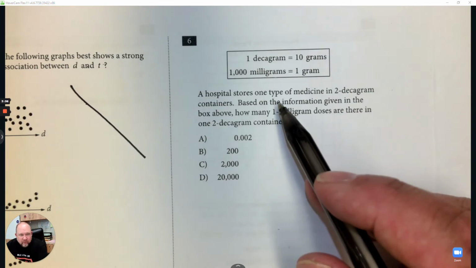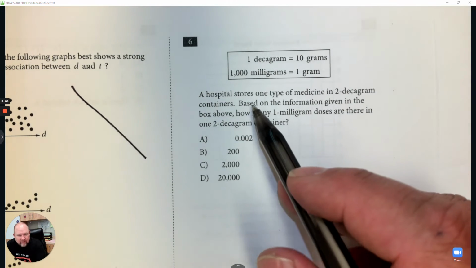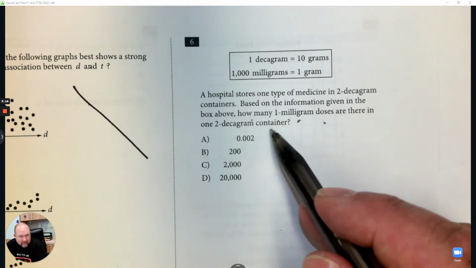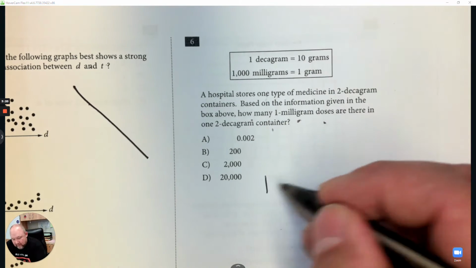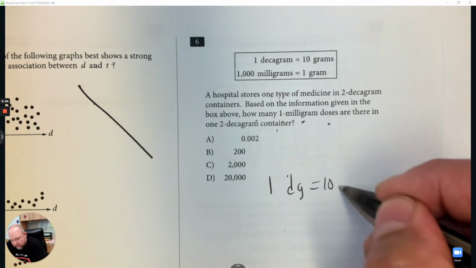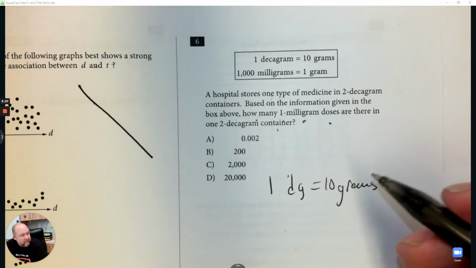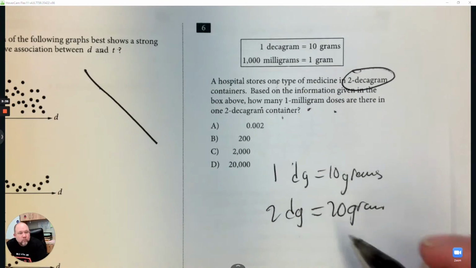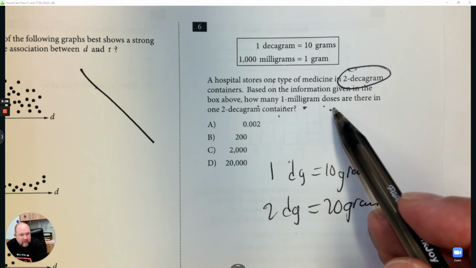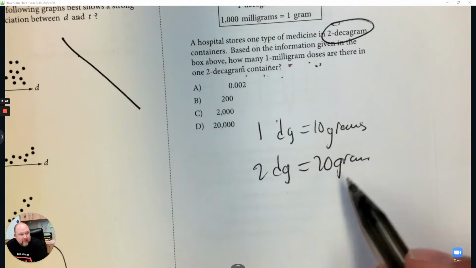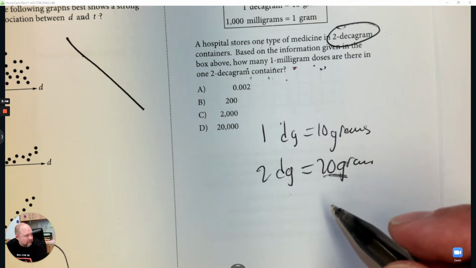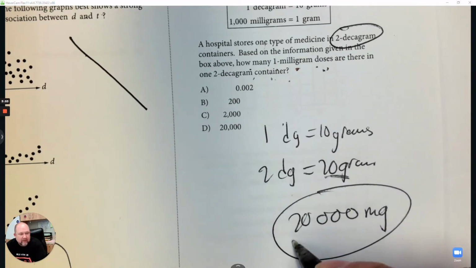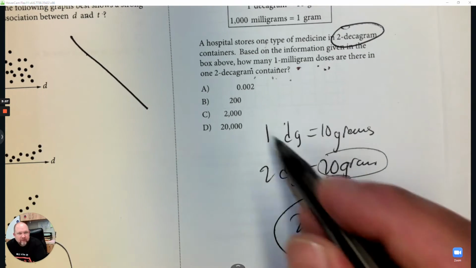Attack this thing. A hospital stores one type of medicine in a 2 decagram container. Based on the information given above, how many 1 milligram doses are there in the container? So 1 decagram is equal to 10 grams. 2 decagrams is equal to 20 grams. So that's what we're looking at. Then you have to understand, for 20 grams, how many milligrams are in that? So you got to add some zeros. 20 grams is 20,000 milligrams, so the answer is 20,000.